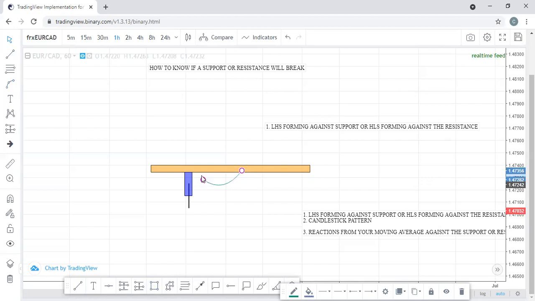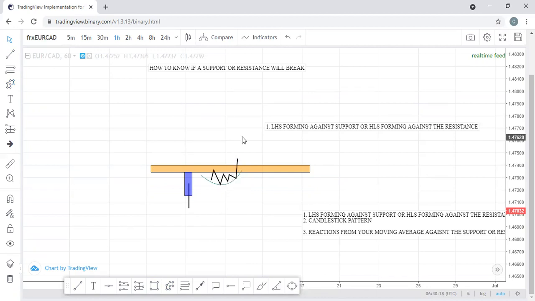It will be doing this against your support, and then you will see price. I'm just trying to make this elaborate for you to understand. You now see price doing this. Price will come and tap the moving average, go again, tap the moving average, and then before it eventually breaks. So this moving average will be acting like some kind of floor or support for this price. The moving average will literally be pushing the price up. Just tap it, and then before it eventually breaks. So you can use a moving average to know if a support or resistance is going to break.